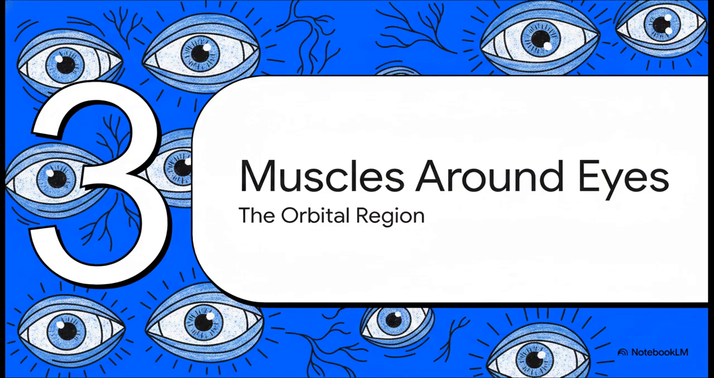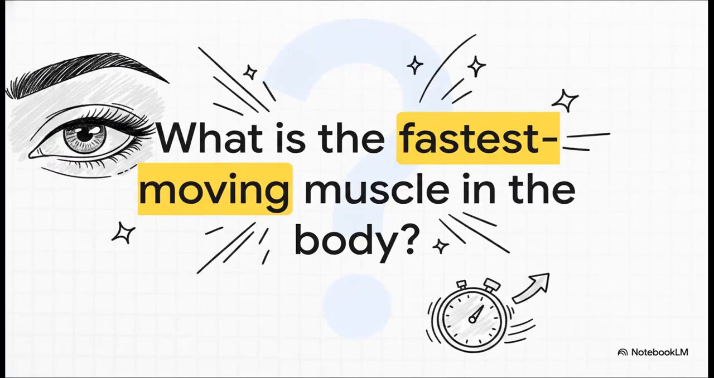Let's keep moving down the face to Section 3, muscles around the eyes. The orbital region is incredibly dynamic, and it houses one of the most remarkable anatomical structures in the human body. Actually, before we get to it, I want you to take a guess. What do you think is the absolute fastest-moving muscle in your entire body? Just think about that for a second.